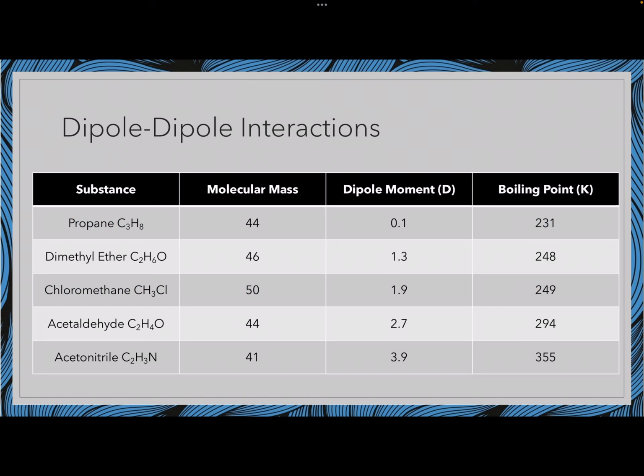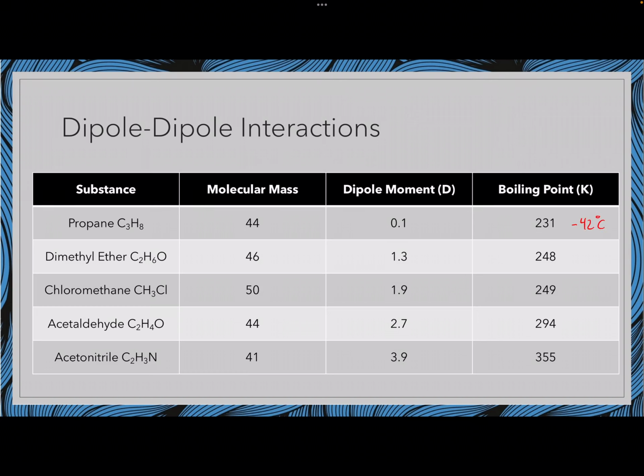If you have a look at dipole-dipole interactions, what I've included here is 5 elements that are approximately the same molecular mass. Okay, so they're all between 40 and 50, but they have much varying dipole moments. So overall, propane has a very low dipole moment, so there's not much dipole at all. And we can see the boiling point of 231 Kelvin. So that is actually, what's that, minus 42 Celsius.